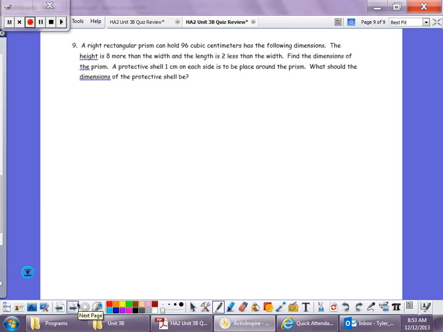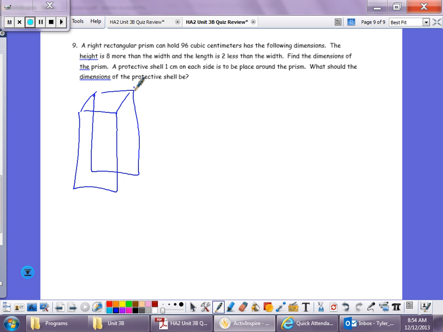Alright, number 9. Whenever I do these word problems, the first thing I always do is draw a picture. Okay? So this is a rectangular prism. So I'm going to draw a rectangular prism. Again, I'm an awful artist, but it doesn't matter. It'll give me an idea of what it looks like. Okay? So that's my rectangular prism.